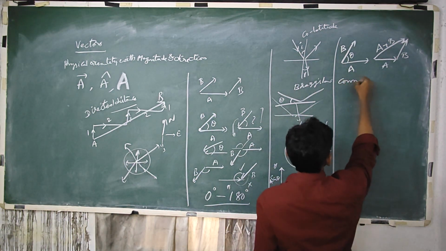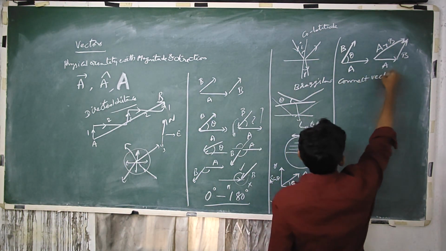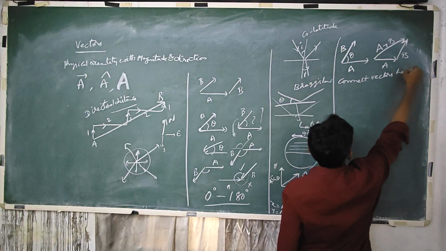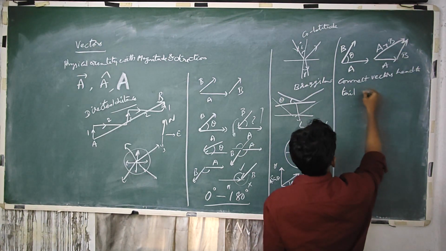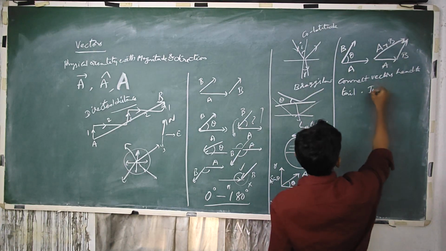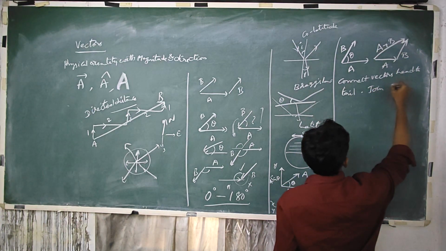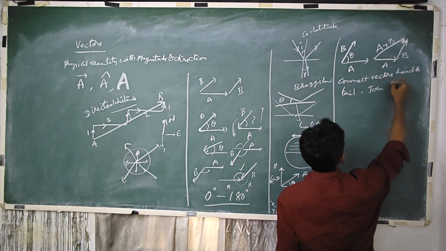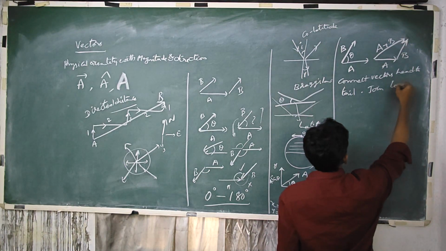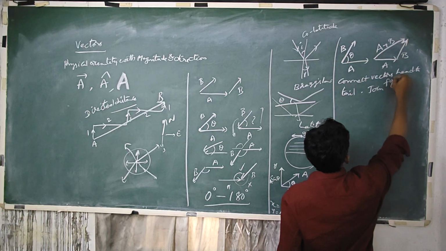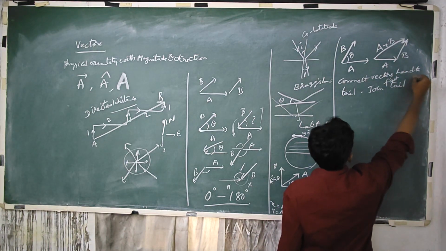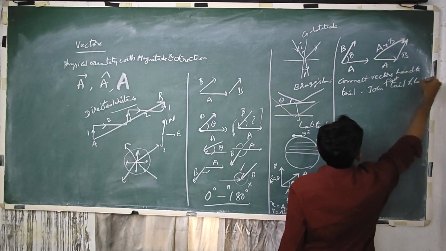So the rule is connect vectors head to tail. Then join first tail to last head.